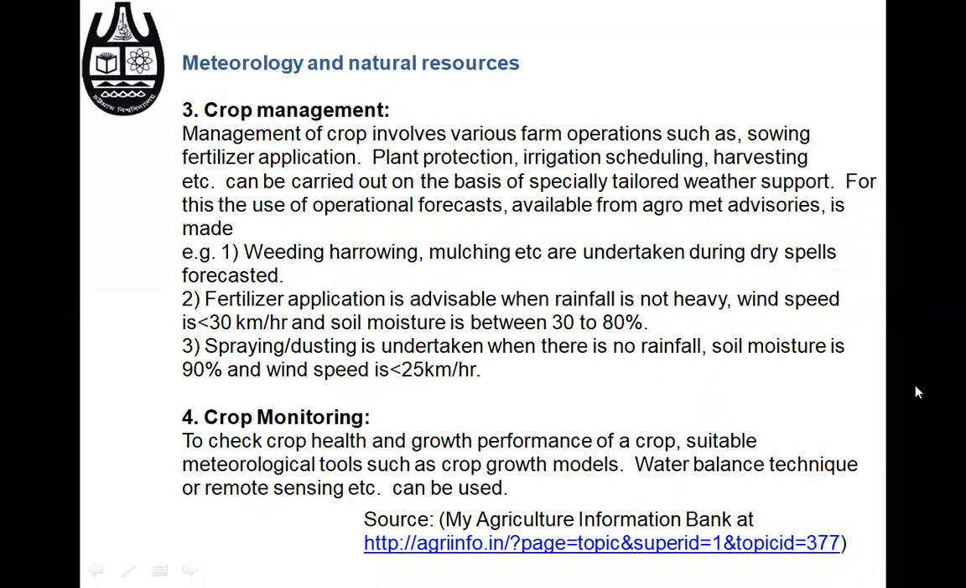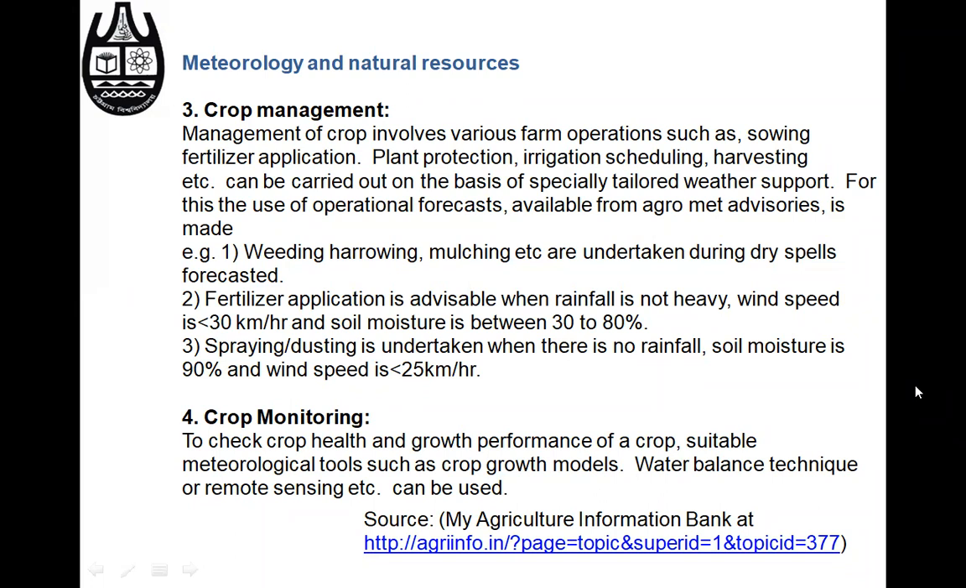Many management systems can be involved in the cropping system. You need to have a proper irrigation system. You need a proper harvesting system. You need proper protection of your plant from different attributes, from diseases, from pests, or from flooding conditions, or many things. So crop management is an important factor, and it is influenced by the meteorological attributes.